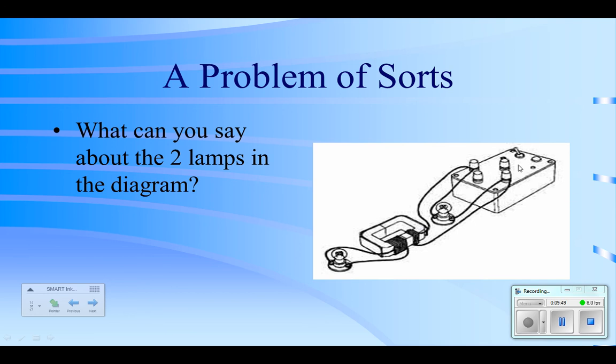Here is a source of potential, let's assume it's AC, hooked directly to one set of wires hooked directly to a bulb, and then another set of wires going to a transformer hooked to another bulb. So the question is, what can you say about the two lamps in the diagram? So pause it here and think about that.